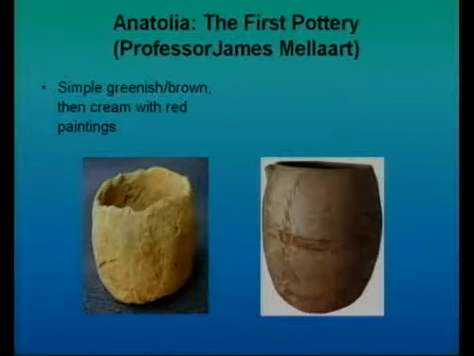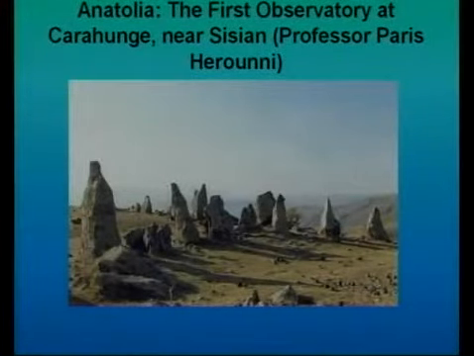We find too the first pottery. If you look on the left-hand side, you find simple greenish brown potwork they had. Later on, they developed another kind of pot with red paintings on them. And it spread throughout the ancient world from that place. We also find the first simple observatory for astronomy at a place called Karahunj near Sisian. This is a fairly recent thing, but it seems to be a forerunner of something like Stonehenge. A team of scientists went up there to examine it and to test it and found it appears to be the first place for astronomy, again in the same region as the Bible speaks about.